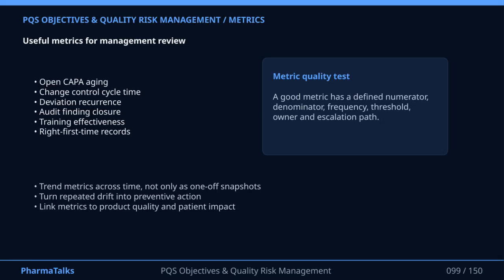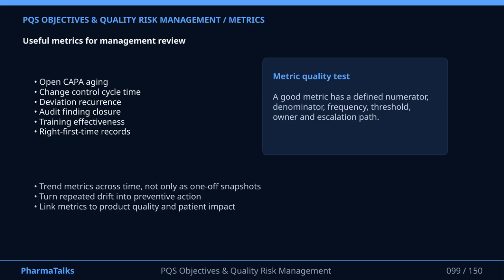Let's take a closer look at some key metrics that are essential for effective management review in a pharmaceutical quality system. These include open CAPA aging, which helps us track how long corrective and preventive actions remain unresolved. Change control cycle time measures the efficiency of our process changes. Deviation recurrence tracks how often similar issues repeat, highlighting areas for improvement. We also monitor audit finding closure to ensure timely resolution of identified issues, training effectiveness to assess staff competency, and right-first-time records to measure the accuracy and quality of documentation.